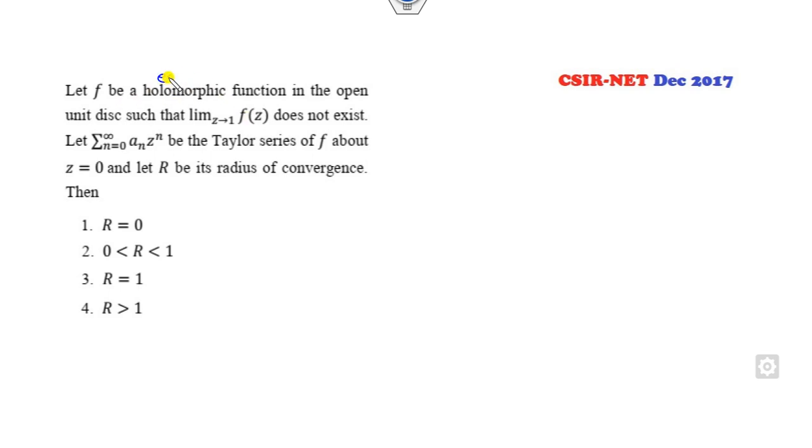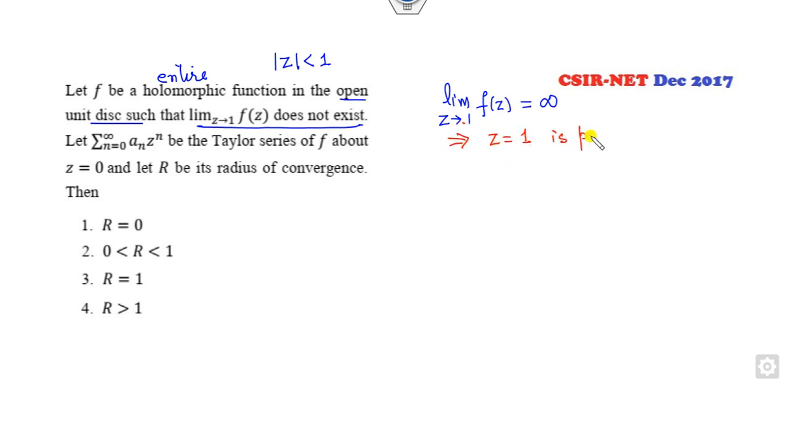f is a holomorphic function, that is called an entire function, in the open unit disk. This is given to you such that the limit of z approaches 1 does not exist. That means it is infinite. What is the meaning of that? z equal to 1 is a pole. That is a singularity. If it is infinite, it means singularity. So z equal to 1 is a pole.